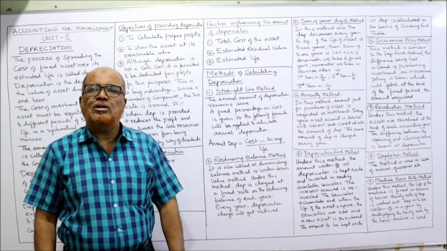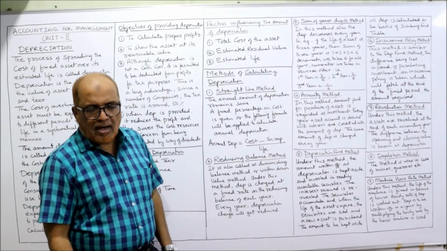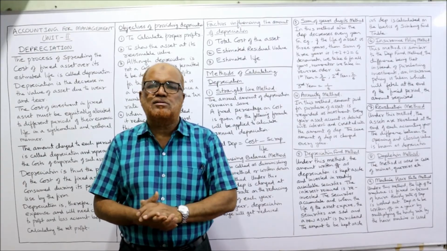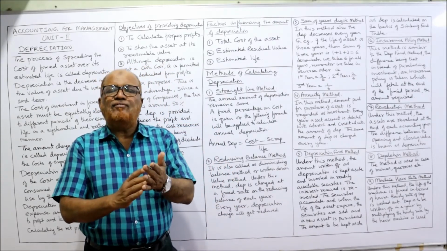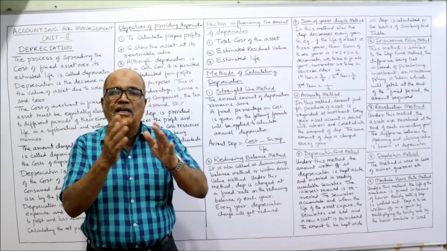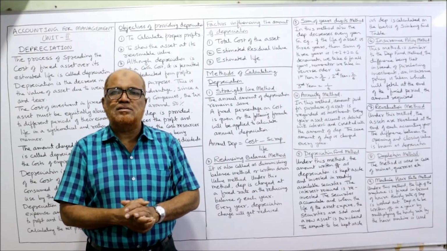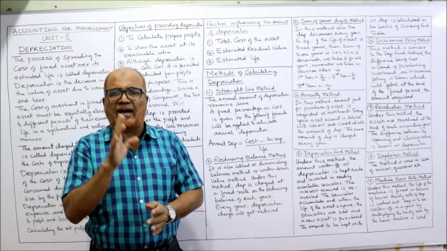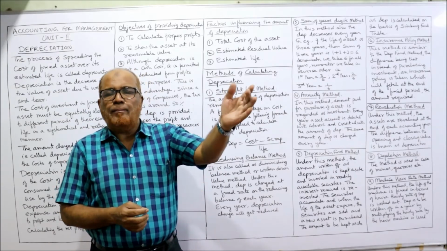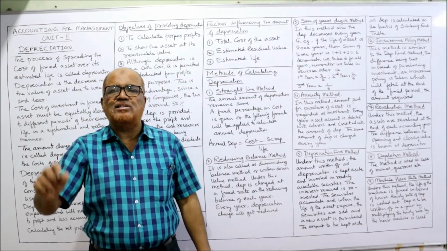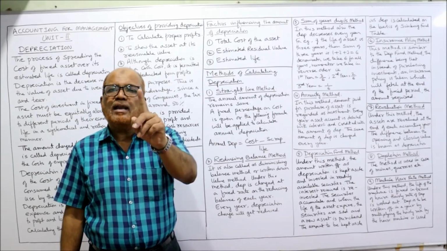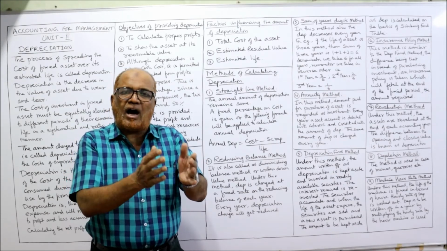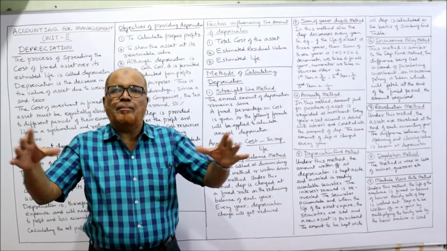Last one is machine hour rate method. Actually, machine hour rate method is a method of depreciation which is applied only for machines. In some machines, the life of the asset is not given in years. It will be given in hours. For example, a machine we have purchased for rupees 1 lakh, cost of the machine. And the manufacturer of the machine has given the estimated life as 1 lakh hours. So 1 lakh rupees is the cost, 1 lakh hours is the life of the machine.